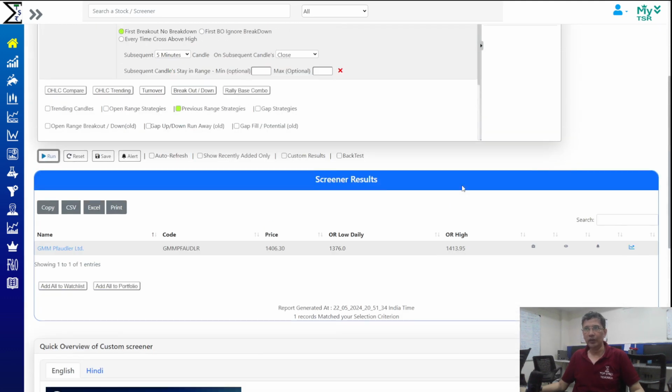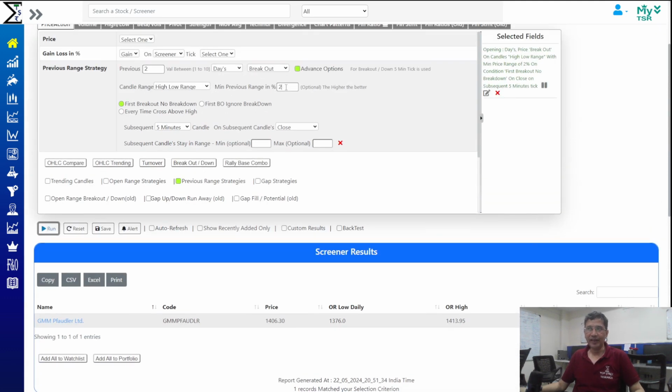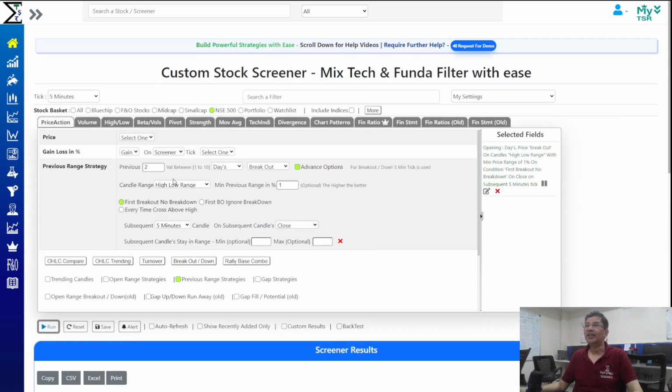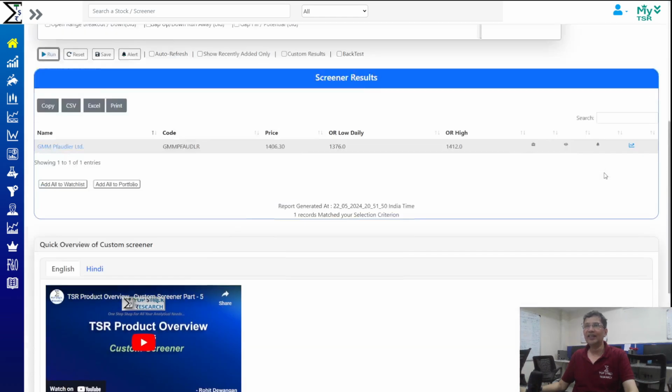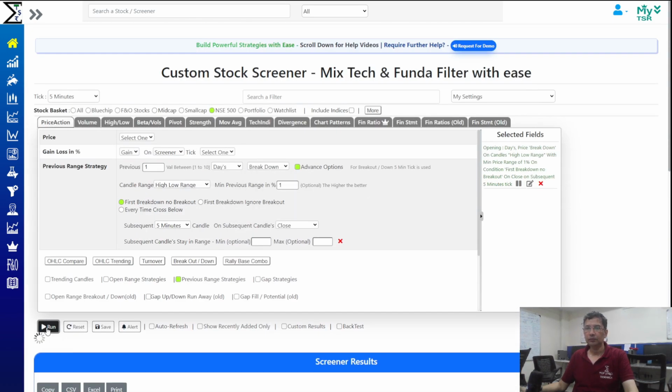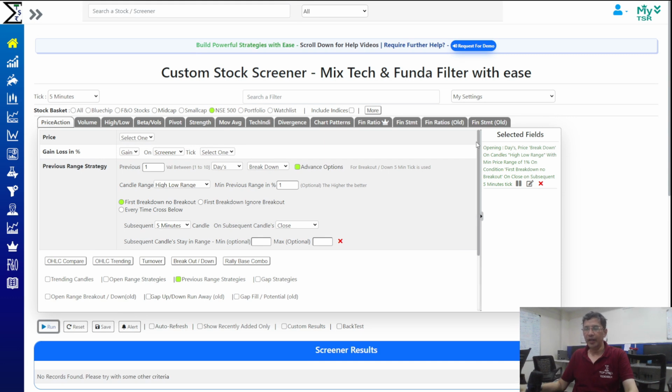You find again there's only one stock, because perhaps the range of 2 is too high. Let's try to reduce it to 1 to see if there's any interesting stock out here. Again, no other stock is matching this criteria, right? Let's change it to 1 day to see if there's anything interesting. Again, there's only one stock, right? Let's try to look at breakdown. Again, no stocks, right?